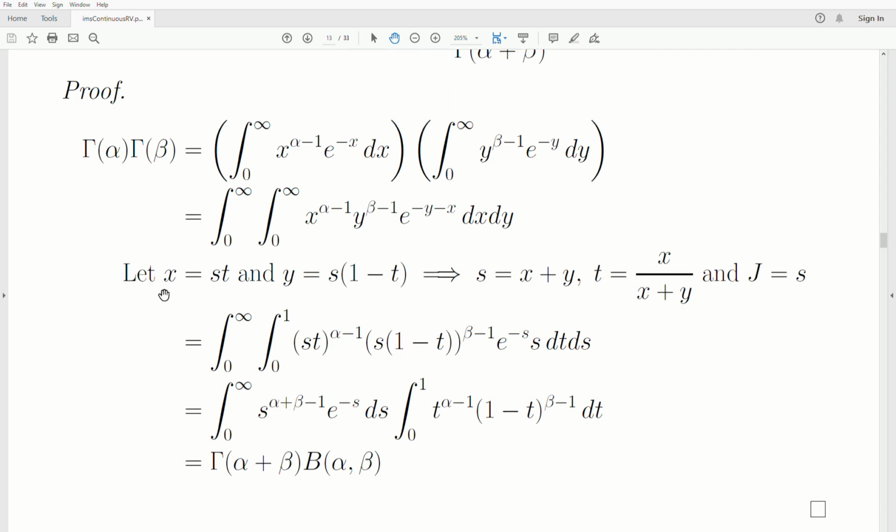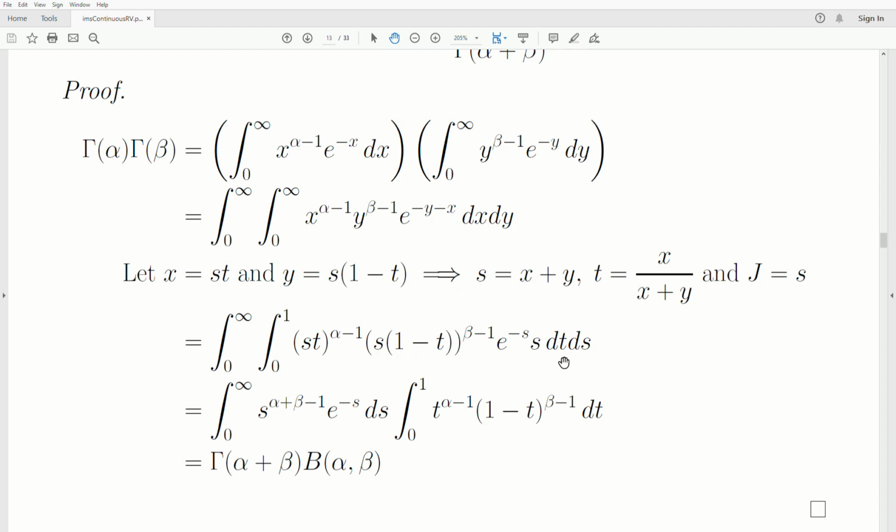Now let's do a variable change. Let x equal s times t and y equal s times 1 minus t. And then when you back solve for s and t, and you solve for the Jacobian, you get s. Now I'm going to let you do that math on your own. But when x and y go from 0 to infinity, then t goes from 0 to 1, and s again goes from 0 to infinity. So notice the limits of integration. And we just plug in what we have here and we get this.